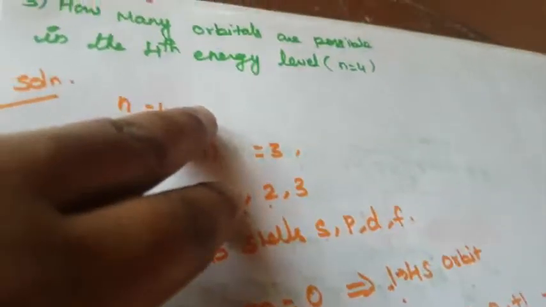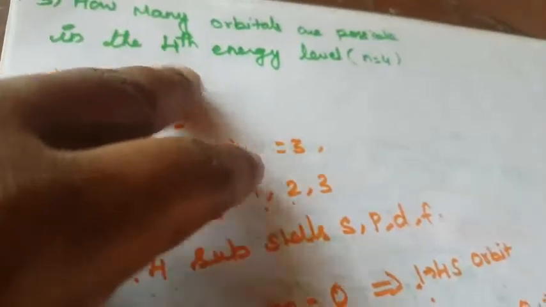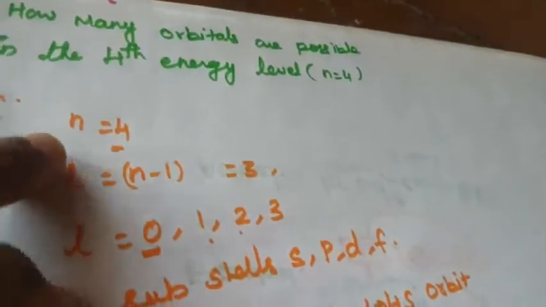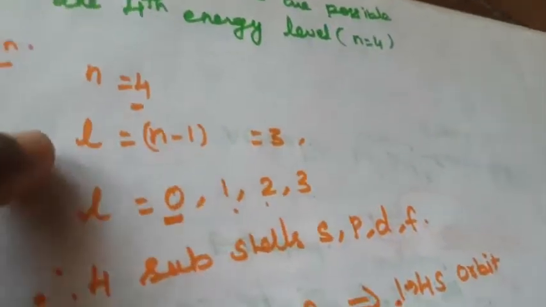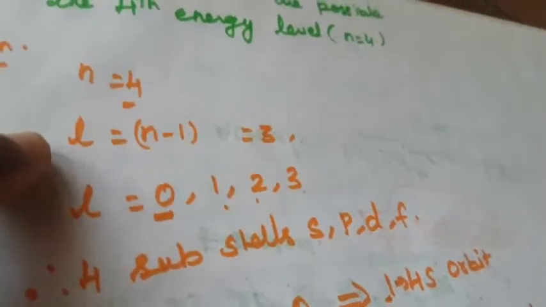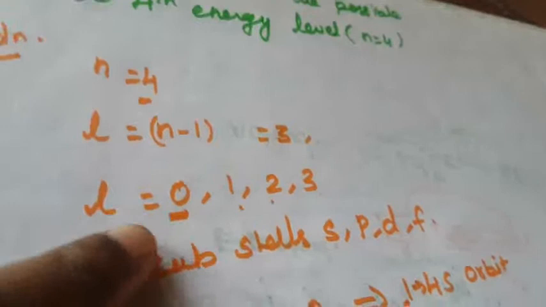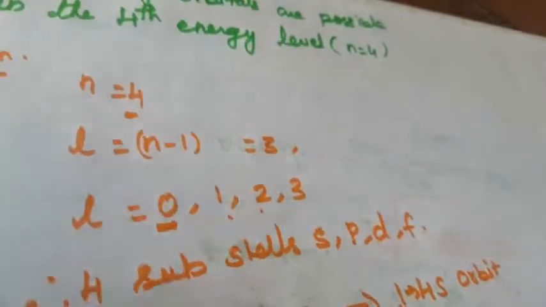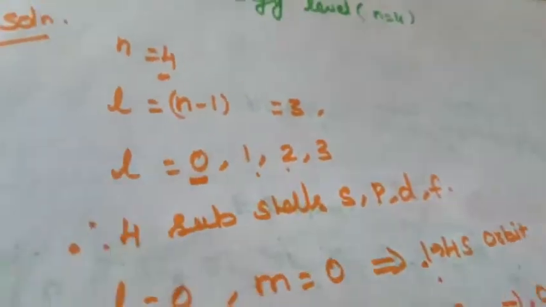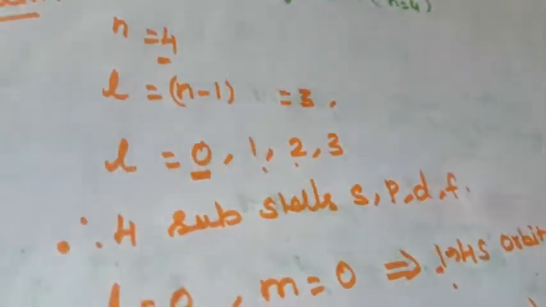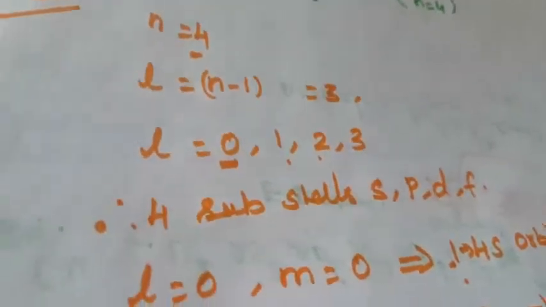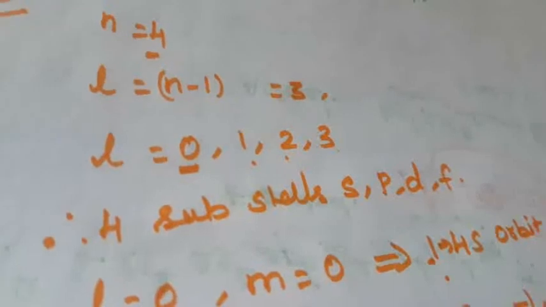First, what they are asking: how many orbitals are possible in the fourth energy level? The fourth energy level means n is equal to 4. First you write n is equal to 4. From the n value you can write the L value, that is n minus 1, which means 3. So L is equal to 0, 1, 2, 3. That is 4 values. So 0 is also considered one value. Then 4 subshells are possible. What are the 4 subshells? S, P, D, F. Okay.